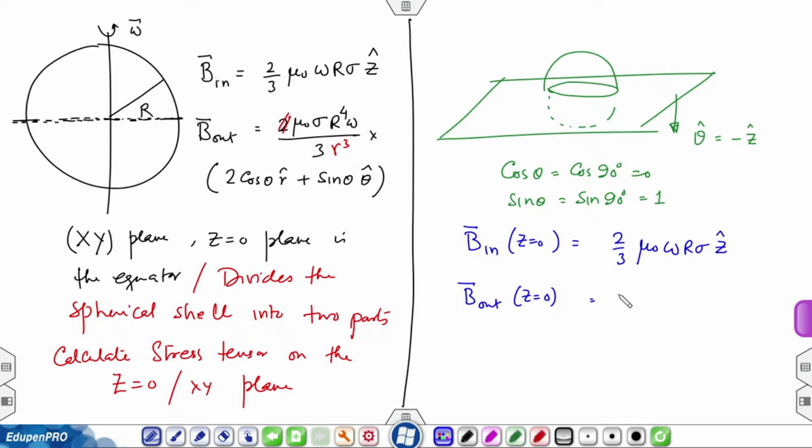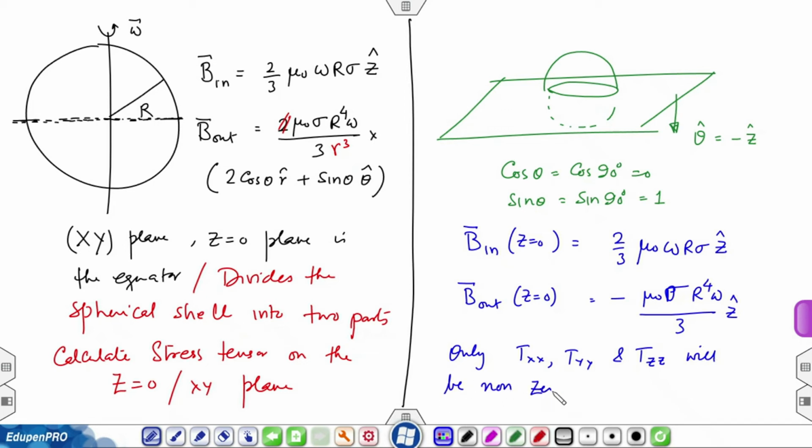So, at z equals 0 plane, B out is minus mu 0 sigma r raised to 4 omega over 3 z. Both fields are in z direction, and therefore, only T x x, T y y and T z z will be non-zero.